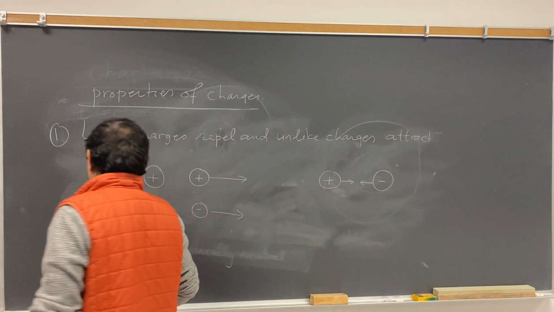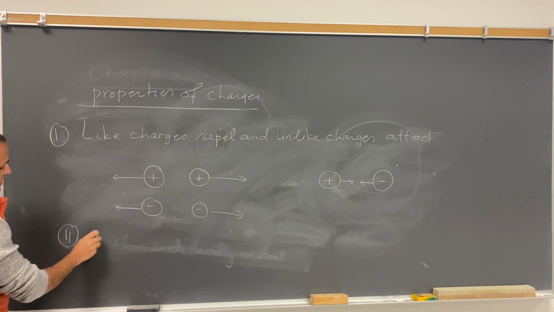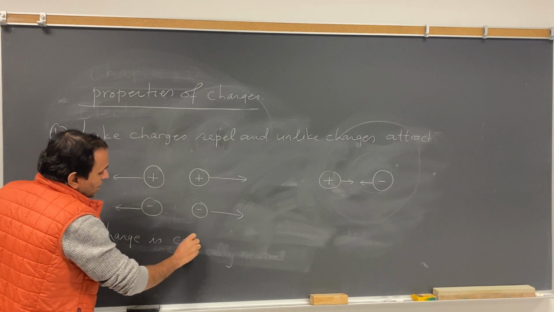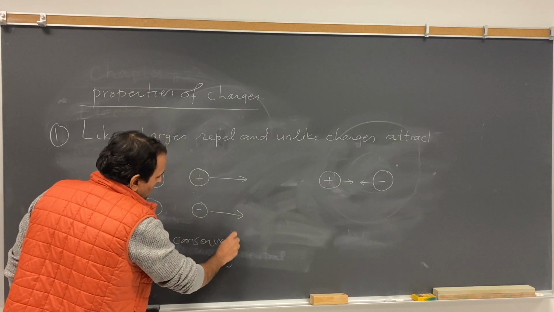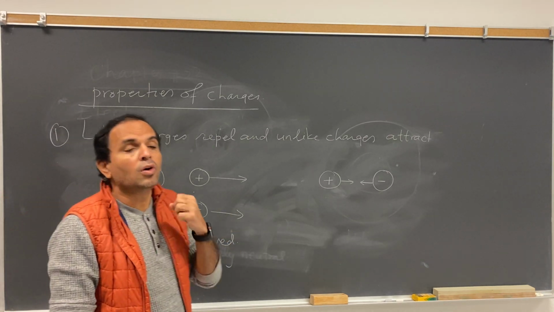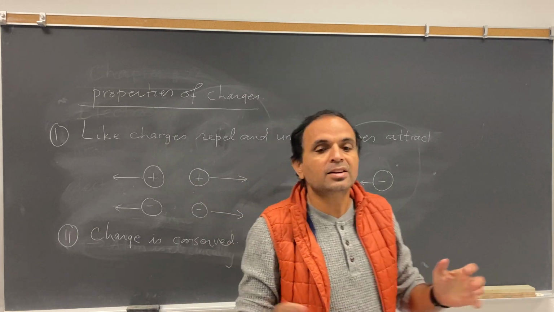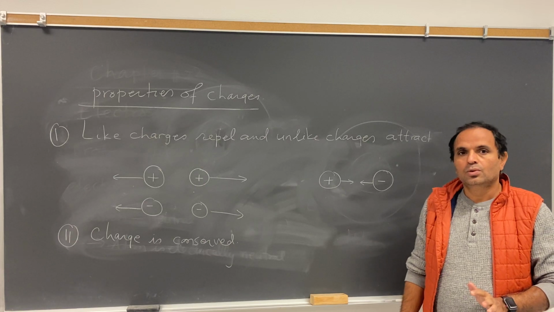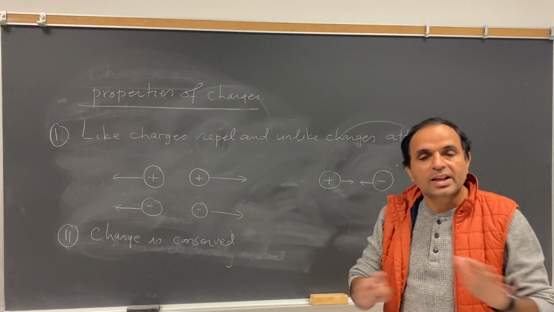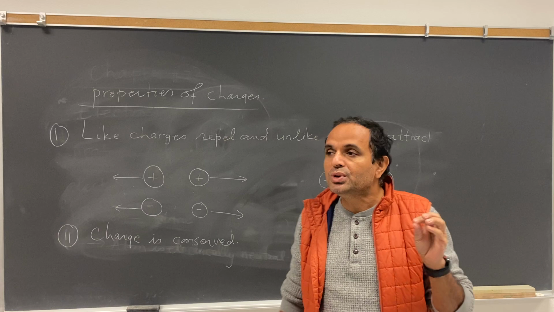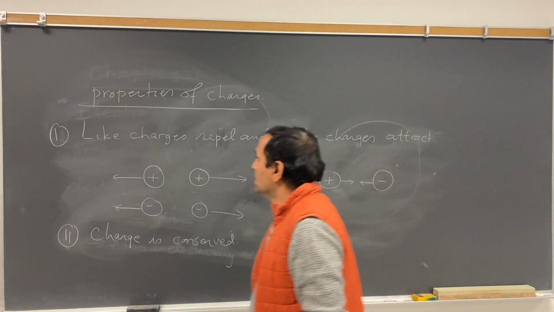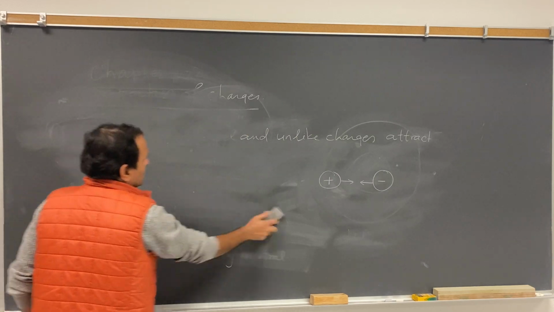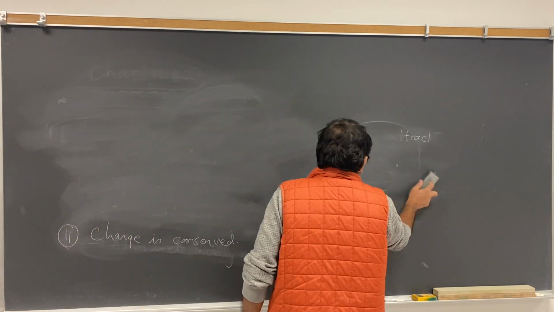And the second property is that charge is conserved. What does this mean? Charge is constant. We cannot create charge and we cannot destroy charge. We can separate them, but we cannot create or destroy them. That's why we say charge is conserved. And the third property is that charge is quantized.